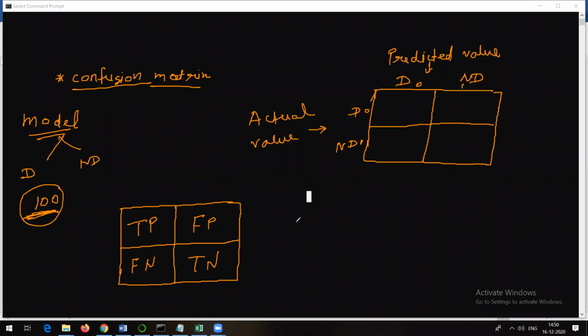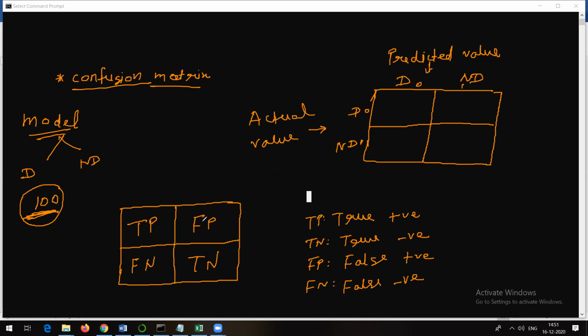Let me just write it down here. TP is nothing but true positive. TN is nothing but true negative. And FP is nothing but false positive. If one wants to understand what a confusion matrix is, then one needs to be clear with these concepts: false positive, and this FN is nothing but false negative. That is the meaning of all these terms. Now, what are all these things?